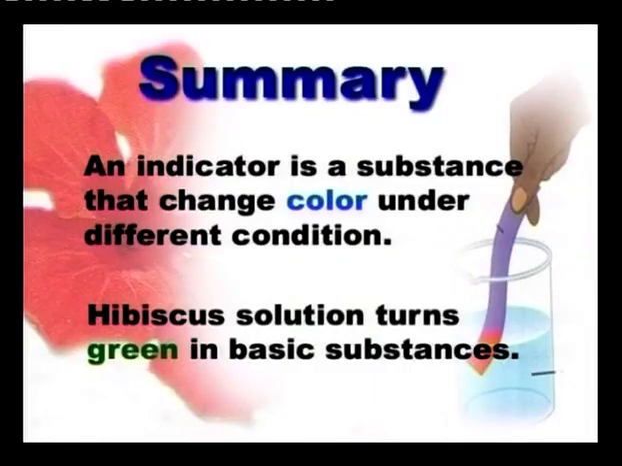Okay, receiving students and model class, I will go through the summary points of our last lesson, and I'd like you to check your exercise books if you have copied the summary points. In our last lesson, we looked at an indicator. We used a hibiscus flower as an indicator. We made a solution and tested for substances that contain base. The first summary point: an indicator is a substance that changes color under different conditions.